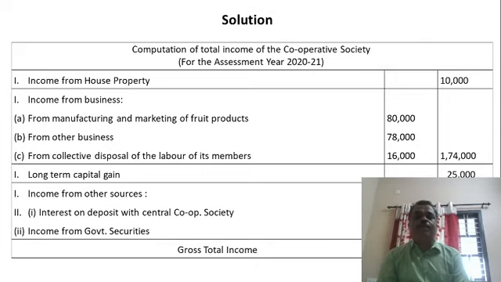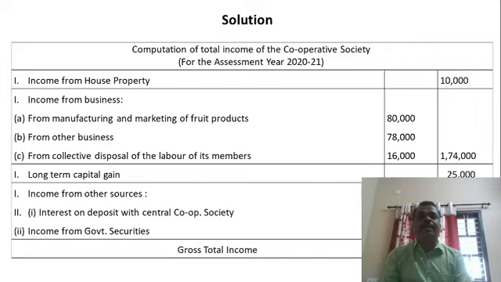Income from salary obviously not given in the problem. Next comes second out of the 5 heads. Second one is income from house property 10,000. Income from business, from manufacturing and marketing of fruit products 80,000. From other business 78,000. Collective disposal of the labor of its members 16,000. Total income under the income from business 1,74,000.